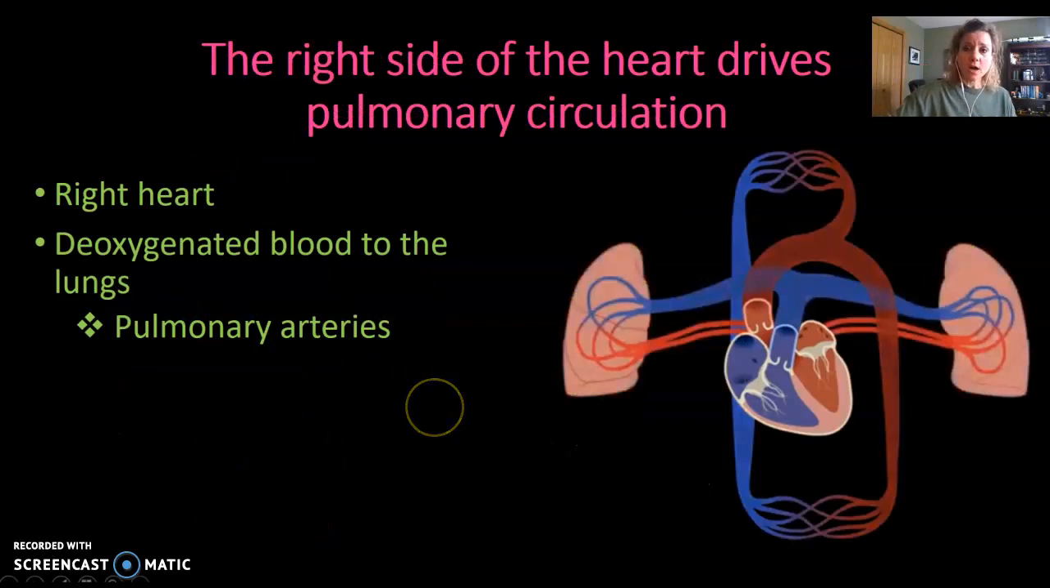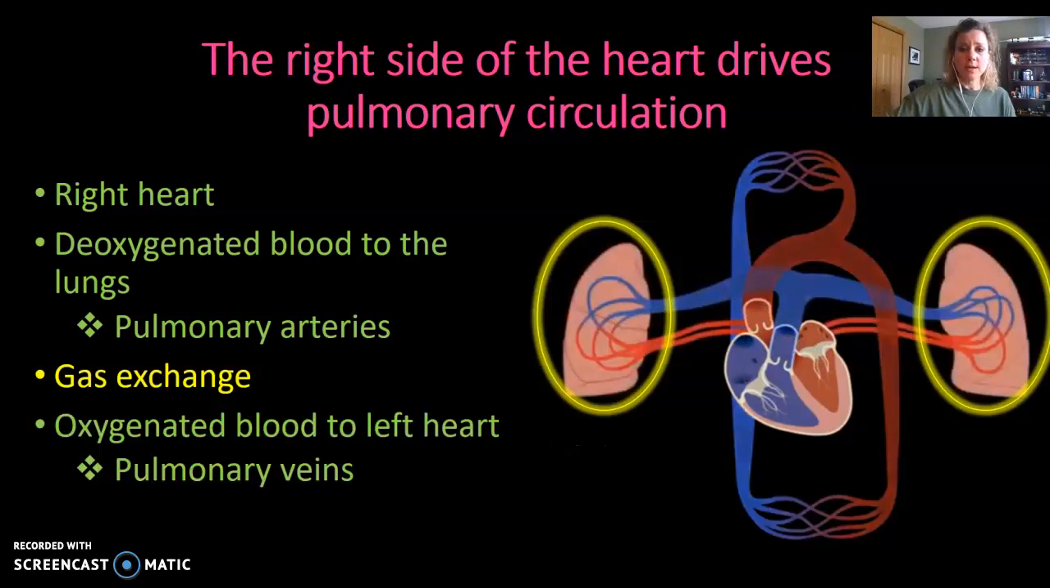Then the right side of the heart is going to drive pulmonary circulation. So deoxygenated blood that has entered the right-hand side of the heart is going to be pumped through the pulmonary trunk and the pulmonary arteries to the lungs, where gas exchange occurs. And then oxygenated blood returns back to the left side of the heart through the pulmonary veins.